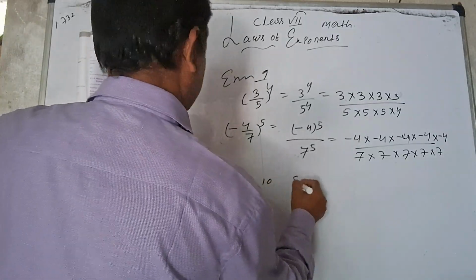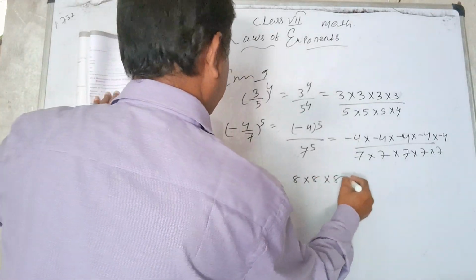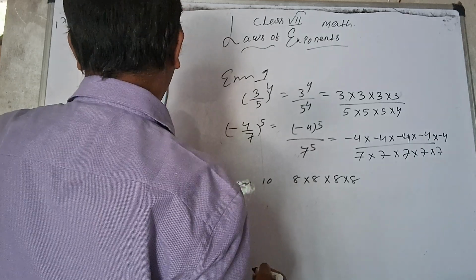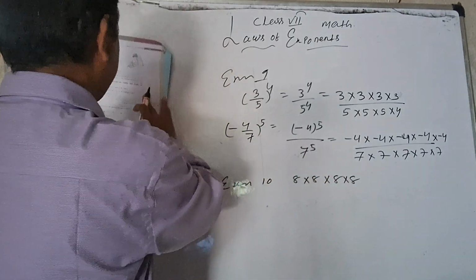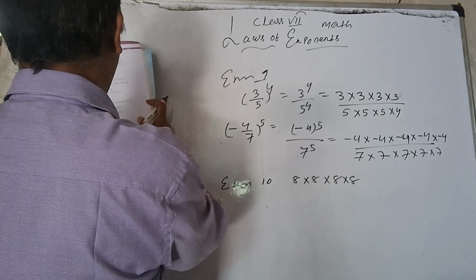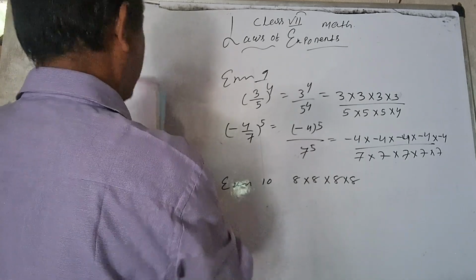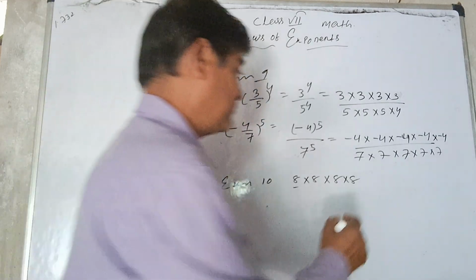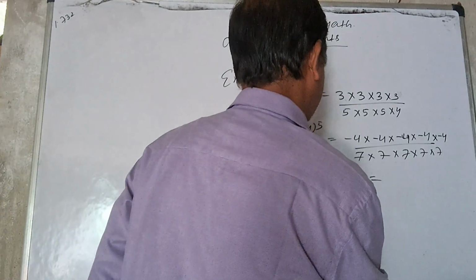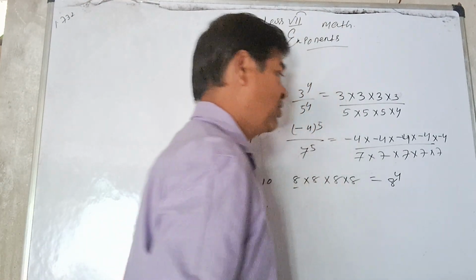Example 10. 8 into 8 into 8 into 8. How many? 1, 2, 3, 4. Taking base of 2. That means 8 into 8 into 8 into 8, the answer will be 8 to the power 4.